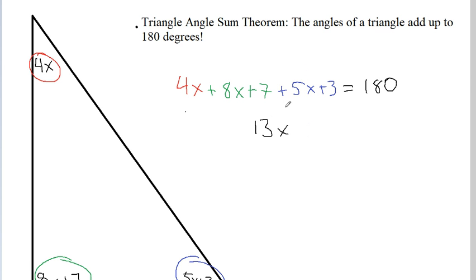And then I didn't have a constant on this one. 7 plus 3 gives me 10. That's not right. I lost the 4. I did that wrong, didn't I? Hold on. 7. Okay, this is 17. So 17x plus 10 equals 180 degrees, because 4 plus 8 plus 5 is 17.